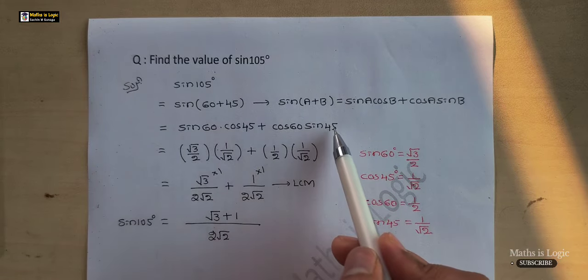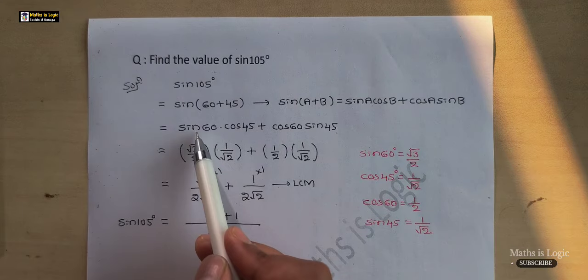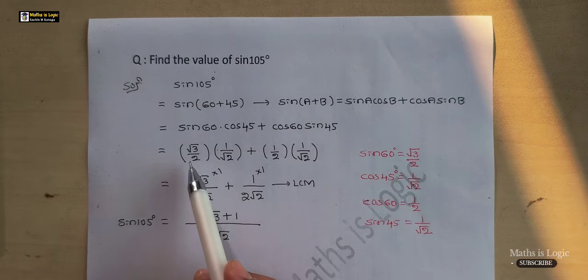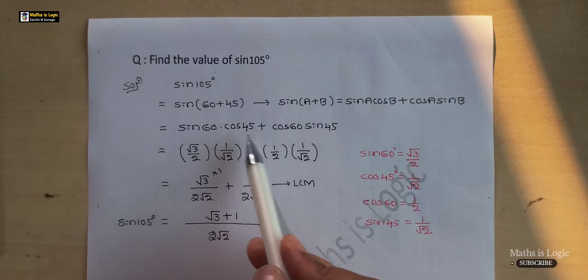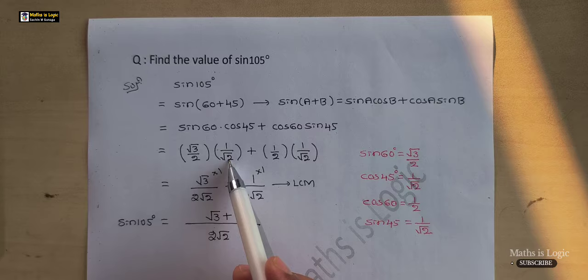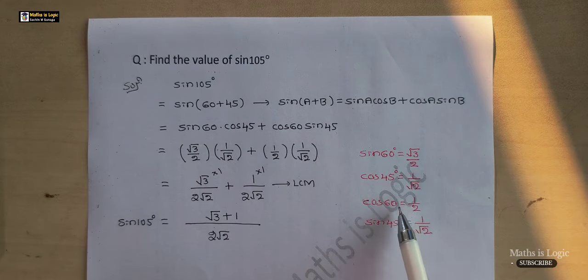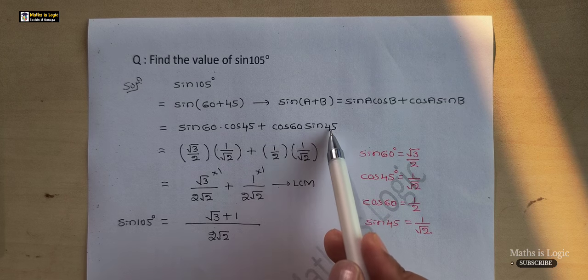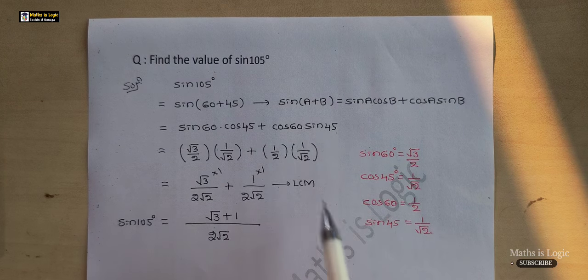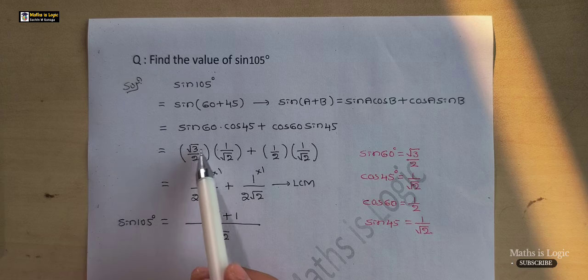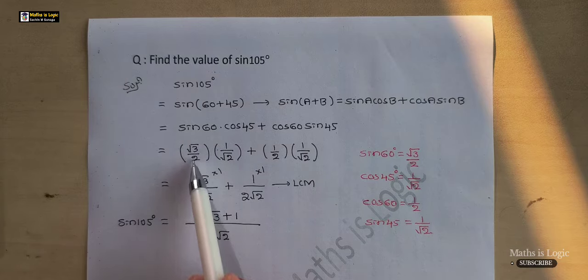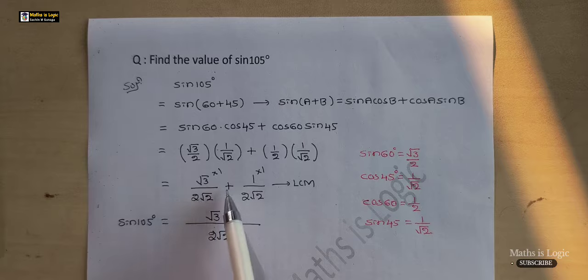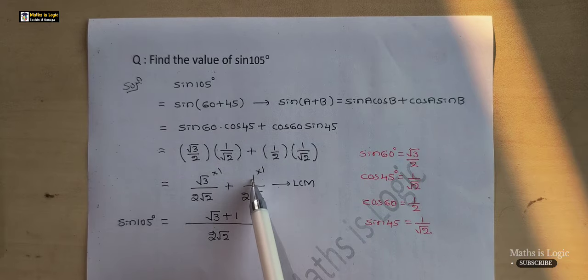Next, these all are standard angles. So substitute the value. Sin 60 degree is root 3 by 2. So substitute root 3 by 2. Cos 45 is 1 by root 2. So 1 by root 2 plus cos 60 degree, 1 by 2. So write 1 divided by 2, and sin 45 degree is 1 by root 2. So substitute 1 divided by root 2. Now simplify. Root 3 into 1 is root 3 divided by 2 into root 2 is 2 root 2 plus 1 into 1 is 1 divided by 2 into root 2 is 2 root 2.